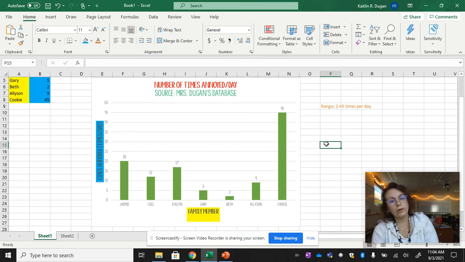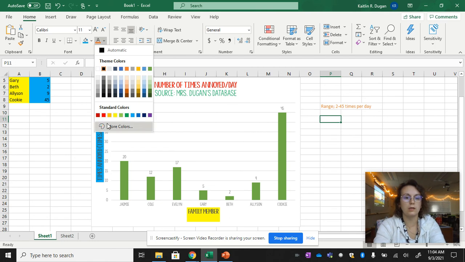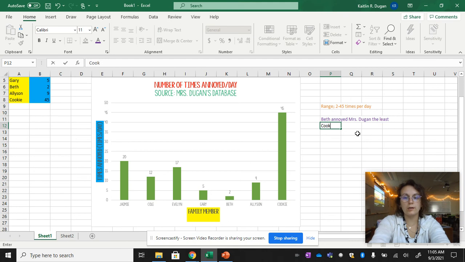Now, at this point, we're going to see if there's any patterns. Are there any patterns? Are there important things that we need to realize? What can we glean from this information? Well, we can see, first of all, that Beth annoyed me the least. So that's something that we've noticed. Let's put our observations in purple. So Beth annoyed Mrs. Dugan the least. And we also know that Cookie annoyed Mrs. Dugan the most.